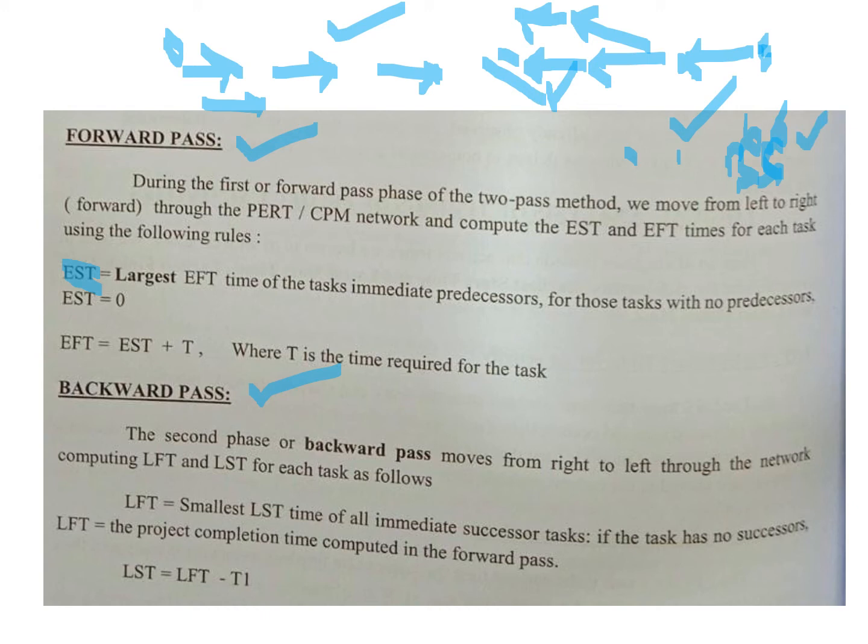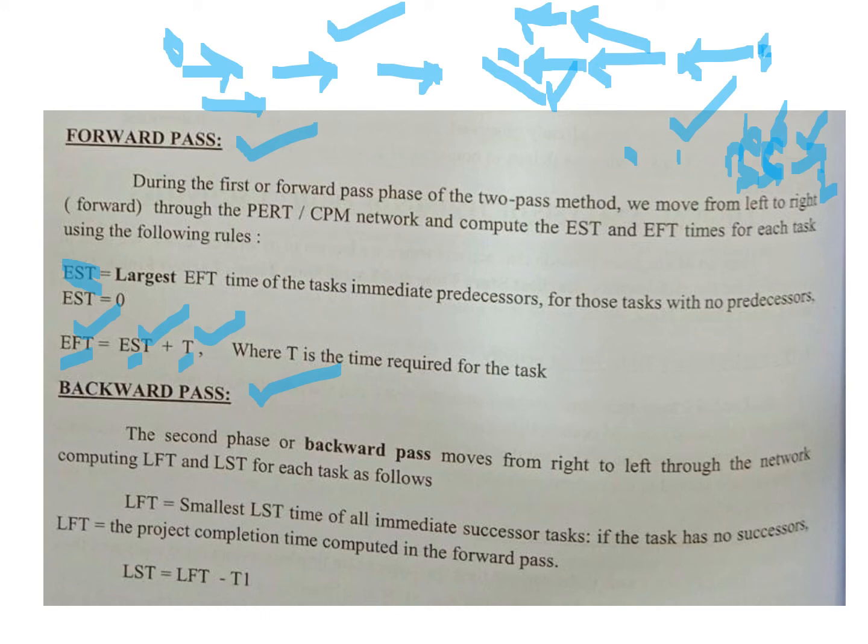The earliest finishing time, once again, is the earliest start time plus T. Over here we said 6 days is the time required for activity C to start, and activity C takes, let us say, hypothetically 2 days. So the earliest finishing that can happen is 6 plus 2. If you look over here, the earliest start is 6 and the time required is 2. So the earliest finishing time is 8 days over here, right? This is called the forward pass.